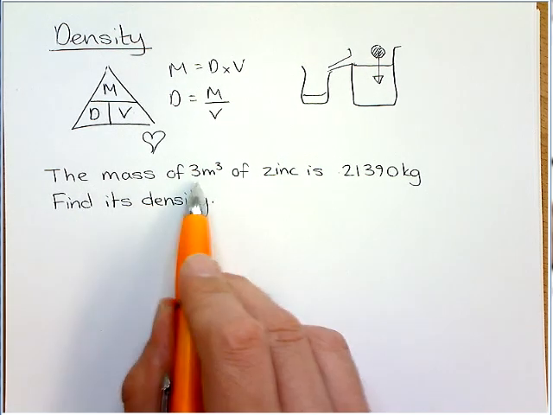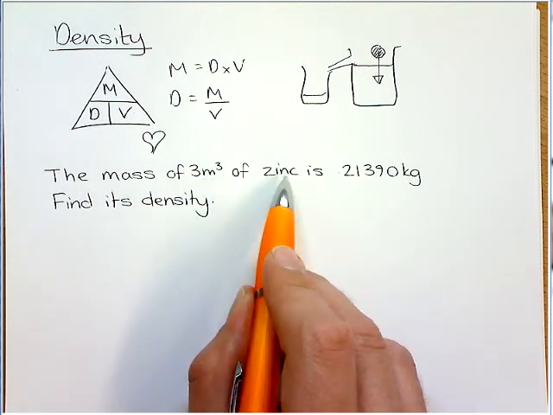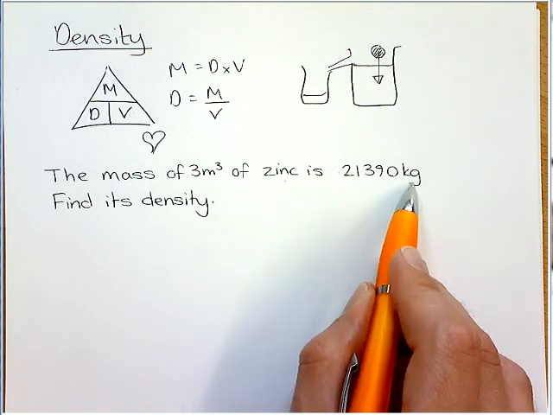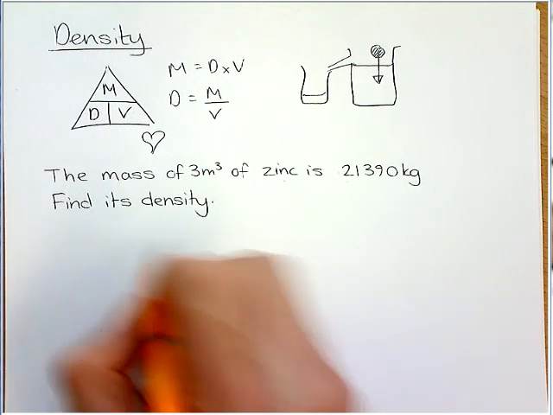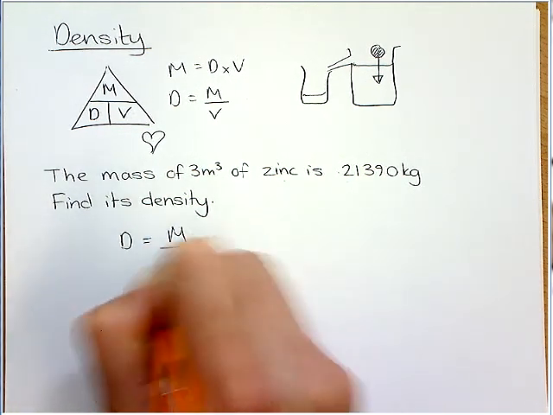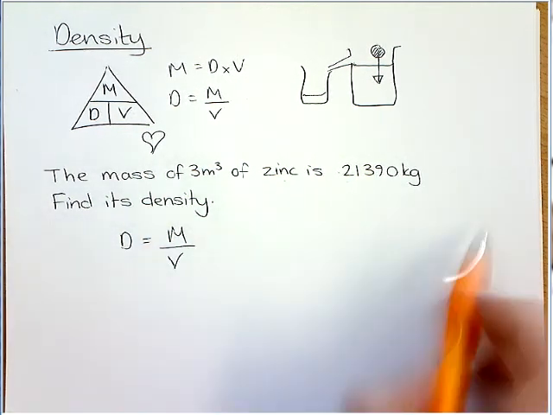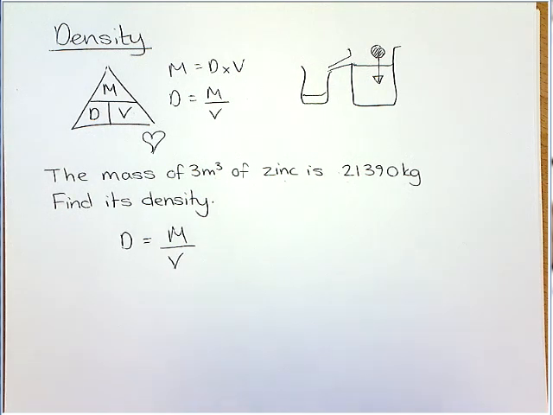So the mass of 3 cubic meters of zinc is this many kilograms. So find its density. So the first thing I'm going to do is write my formula. So density is mass divided by volume. Now I've got to look at this question and say which one is actually talking to me about mass. So that's when you put something on a scales and you weigh it in grams or kilograms. So this is its mass.